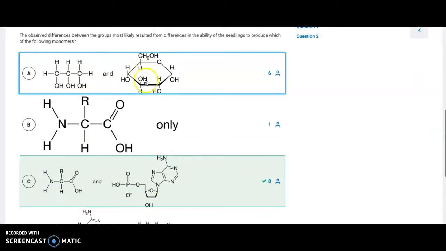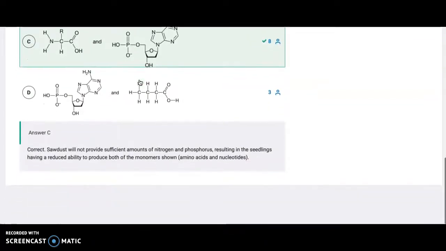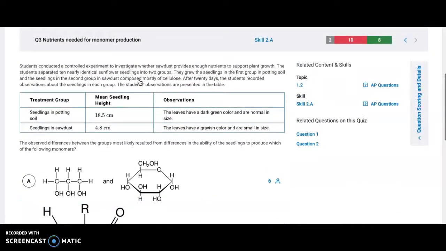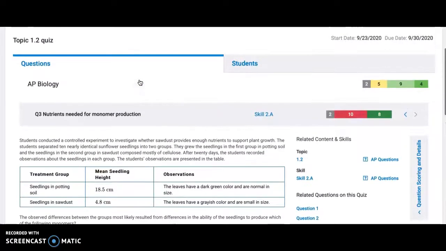A, the most often selected wrong answer, says none of those materials are limited by the sawdust. The plant can take in carbon, hydrogen, and oxygen just fine, either directly from the water and the sawdust or from the air in the form of carbon dioxide. Okay? So this one is more testing: do you know what the elements are that make each of the building blocks? Let me know if you have questions.